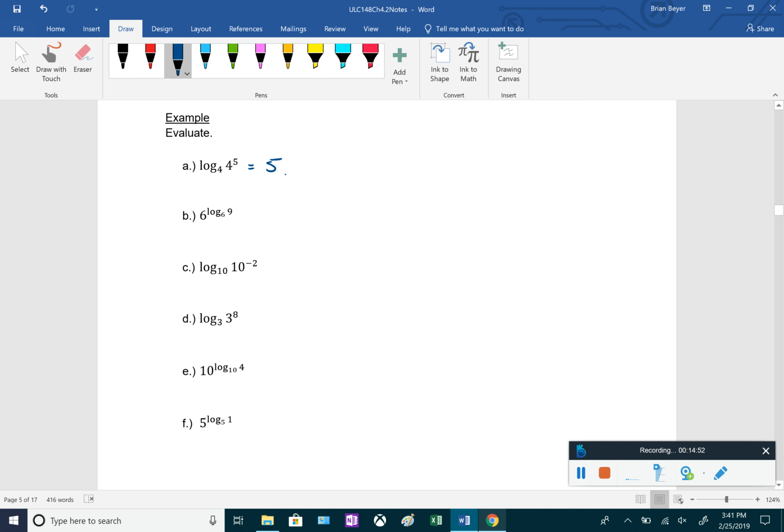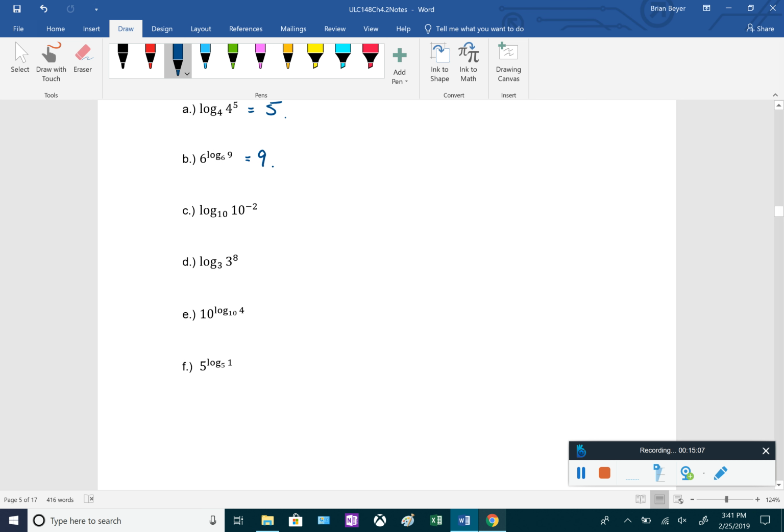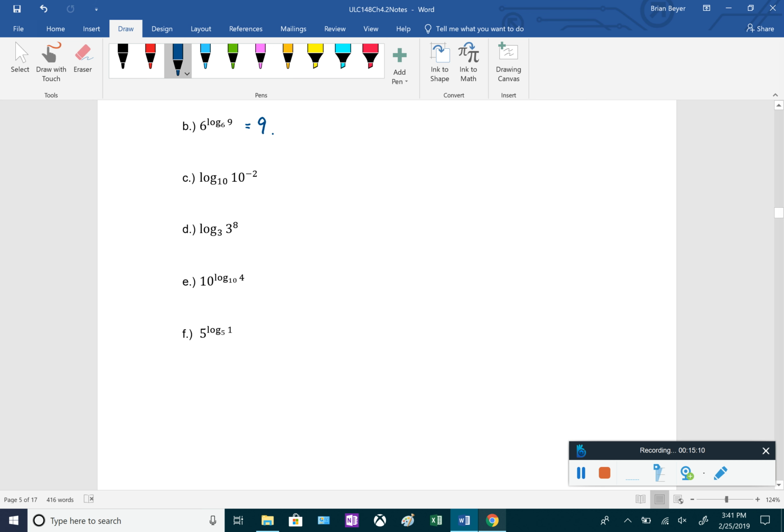For the next one, we have 6 raised to the log base 6 of 9. The exponential is base 6, and the log inside of the exponential is also base 6, so they're going to cancel, and this is just going to equal 9. Next one, log base 10 of 10 to the negative 2. The log is base 10, and so is the exponential in the input. They're going to cancel, and we're left with negative 2. Next, we have log base 3 of 3 to the 8th. Base 3's cancel, and we get 8.